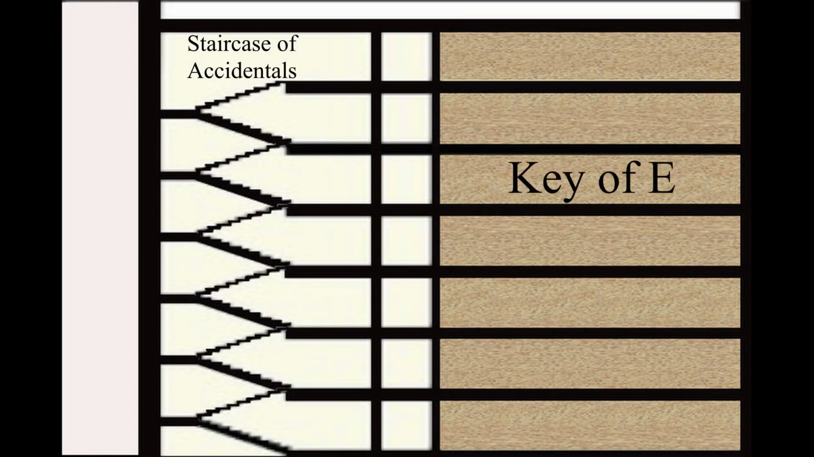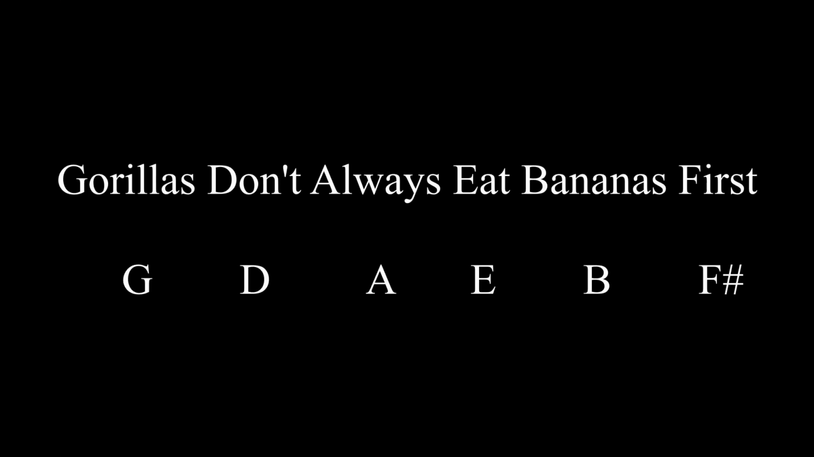What key has 4 sharps? Gorillas don't always eat. The fourth word, eat, starts with the letter E. This is the 4th level of the key warehouse using 4 flights of stairs, F sharp, C sharp, G sharp, and D sharp, to arrive at the key of E. All the keys with sharp accidentals are natural except the F sharp.